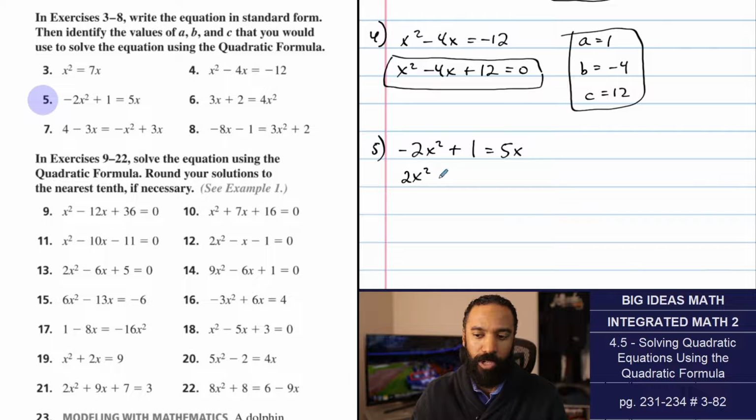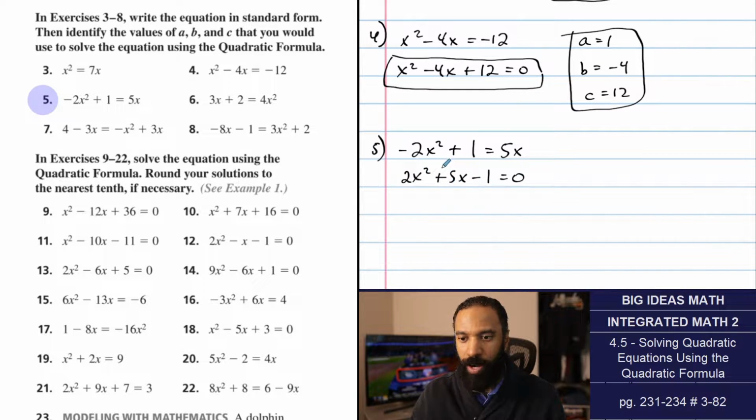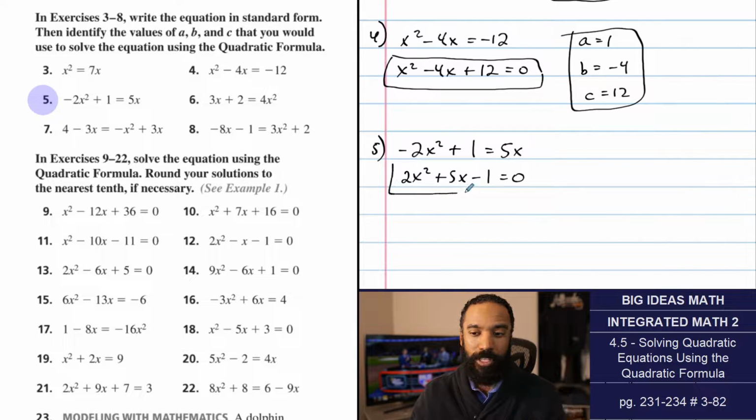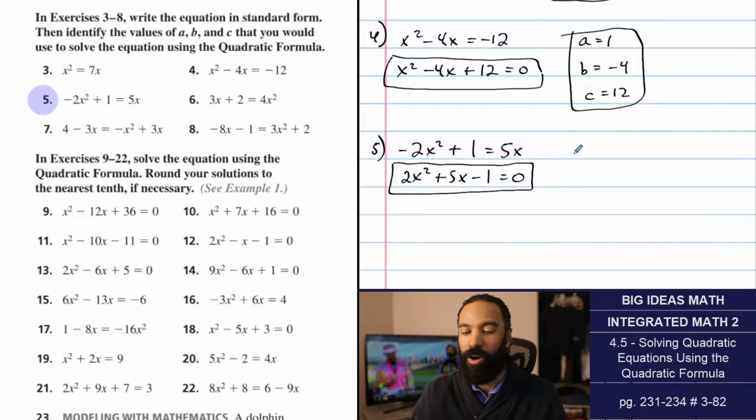Listen, there's more than one answer to this. Meaning, if you had negative 2x squared minus 5x plus 1 equals 0, that's fine. You'll get the same set of answers. Or maybe you won't, because you might screw it up when a is negative. And that's part of the point. I want to make a positive, and I just did. a is 2, b is 5, c is negative 1.